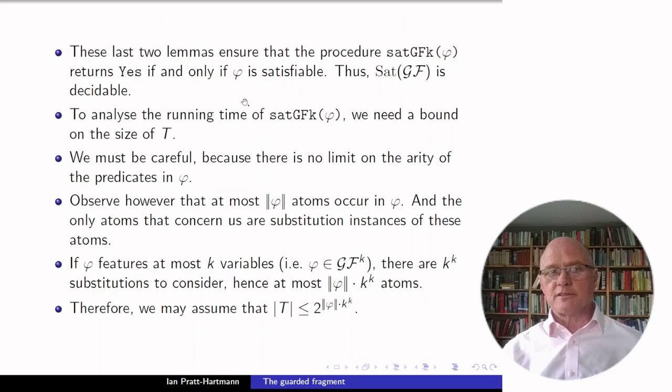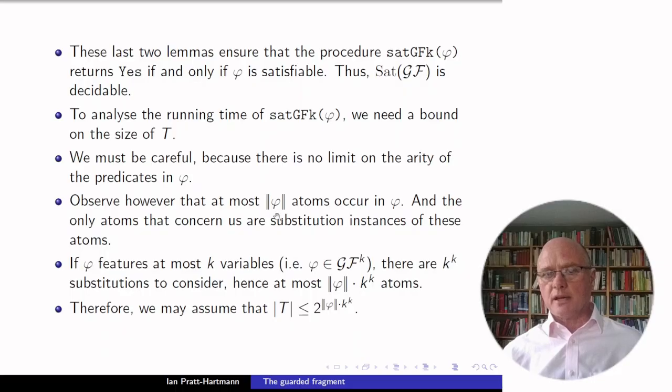So these last two lemmas ensure that the procedure sat GFK phi returns yes if and only if phi is satisfiable, so the satisfiability problem for the guarded fragment is decidable. Let's analyse the running time of the algorithm. So we need a bound on the size of t. We have to be a little bit careful because there's no limit on the arity of the predicates.